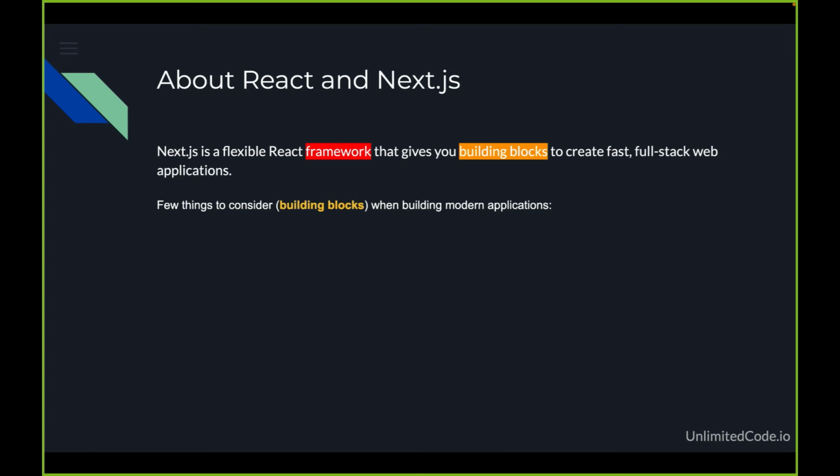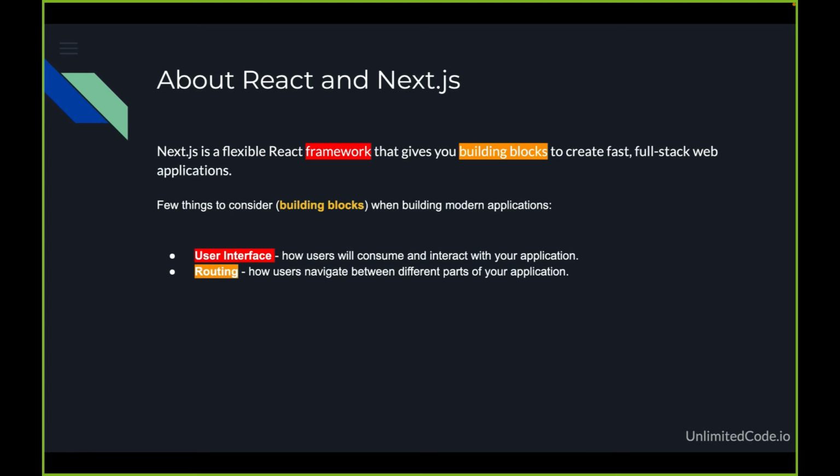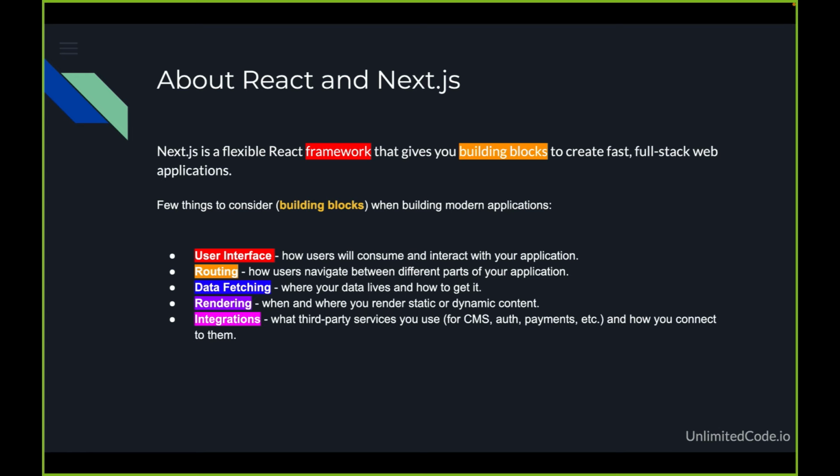So what are those building blocks? For example, user interfaces. How users will consume and interact with your application is all up to you. React will not tell you what to use, how to build the user interface, whether to use a templating engine or not, even though it has its own JSX, where it's like you're writing pure HTML within JavaScript, right? And then routing is something you need to consider when building an application. Data fetching, like I mentioned already. Rendering, whether you want to render static websites on the front end or on the back end, or you want to make it dynamic. Integrations, what third-party applications do you want to integrate?